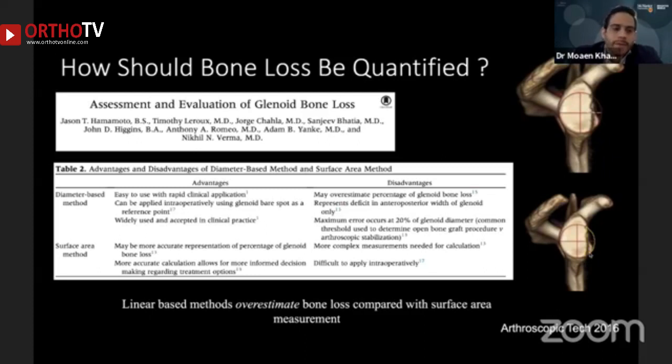The most common methods are diameter-based methods. This is a simple circle that is drawn over the glenoid, and you can measure the anterior glenoid bone loss. The main disadvantage with this method is that you may actually overestimate bone loss compared with surface area methods. So that's important to take into account when you're doing your estimations. Surface area methods are obviously more accurate, but they require special software to be able to determine this.